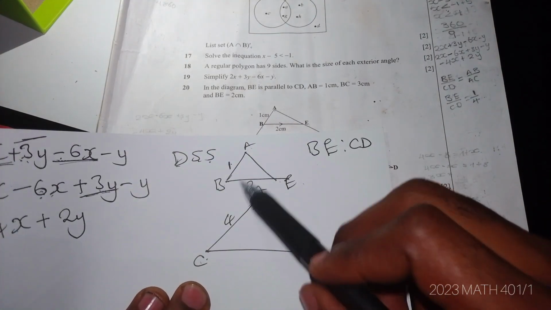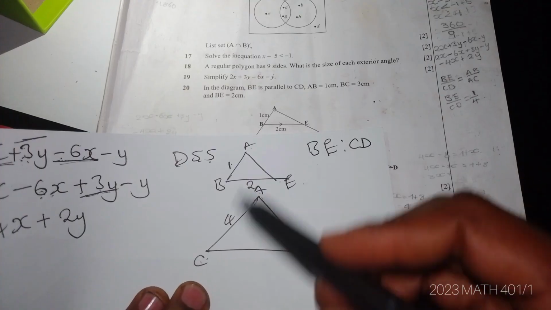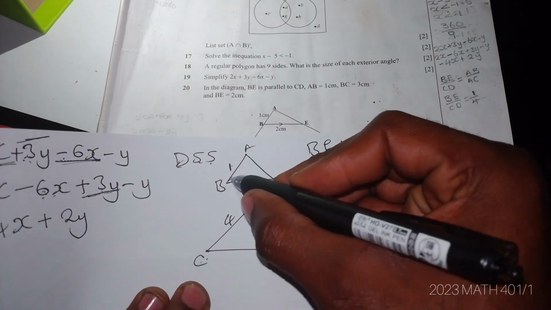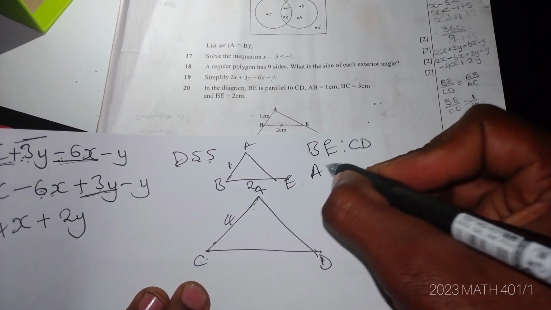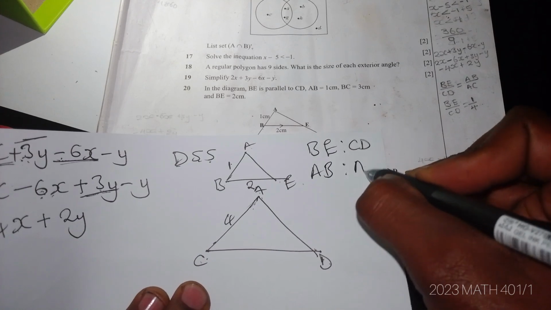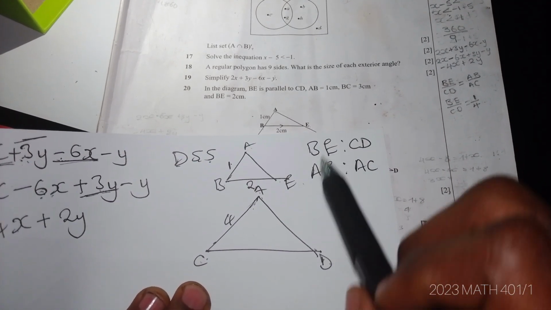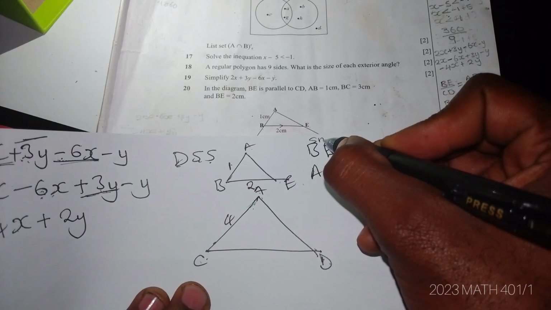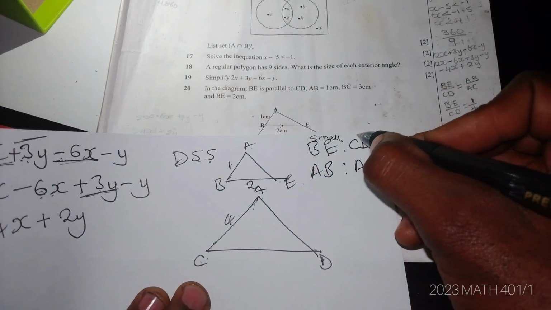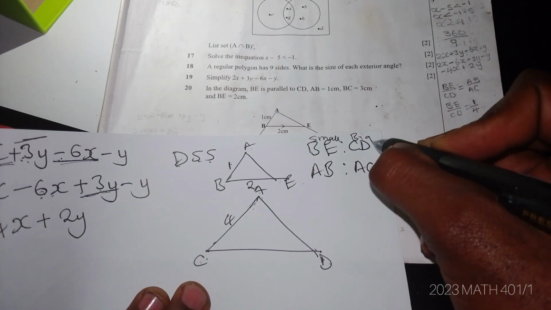So I'll check the side which has numbers. In this case, the side which has numbers is this and this. So I can just say AB to AC. Now remember, for you to use this method, if they start with the small triangle here, and then they have a bigger one this side, you do the same thing.